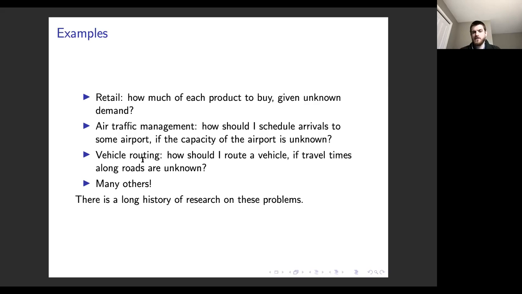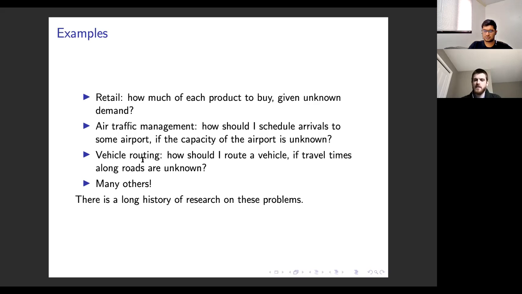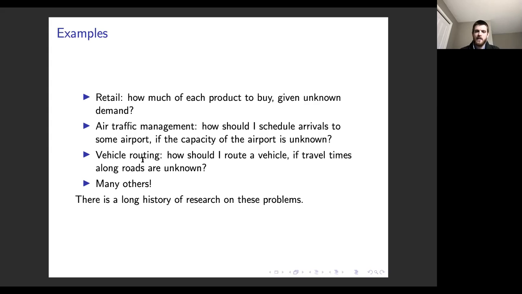And really, there's a lot of problems where we don't perfectly know all of the information to the problem, and we still want to try to choose the best action that we can given this uncertainty. And there's a really long history of research on these types of problems. It's been going on a long time, and there's a very established body of research on optimization under uncertainty.